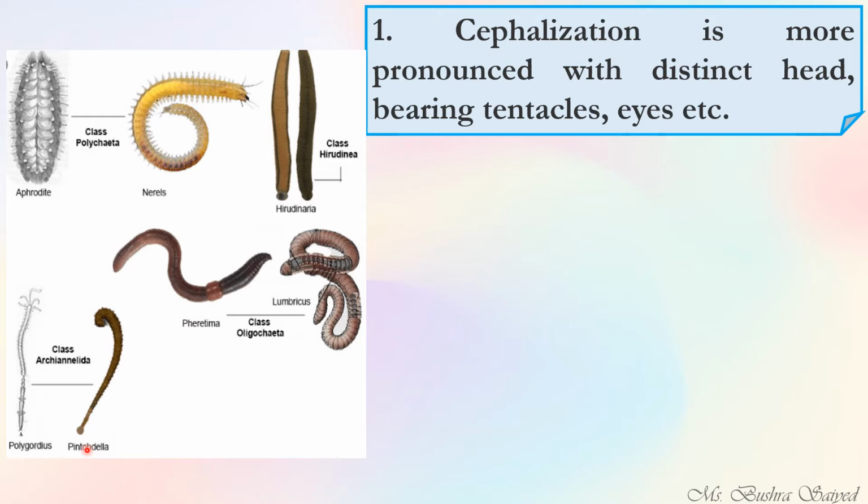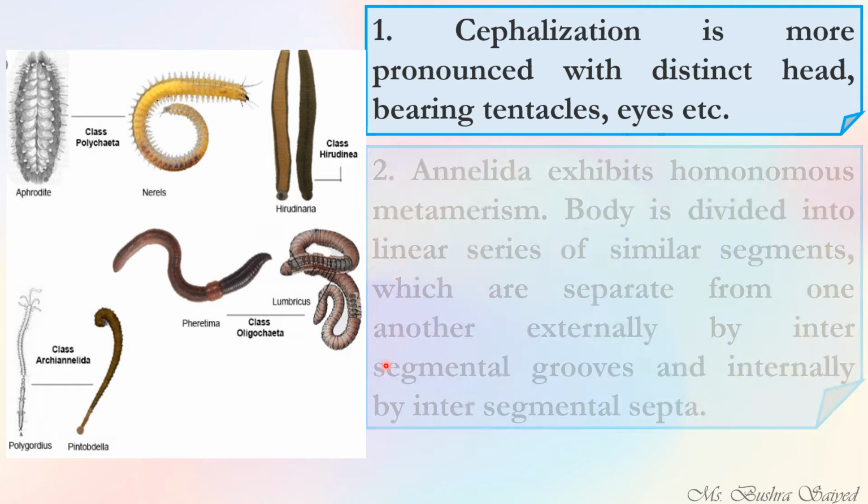After Nematoda we are studying Annelida. So the animals belonging to this phylum will have more pronounced and developed features as compared to the previous phyla. Their head formation is more pronounced. They have a distinct head with tentacles and eyes over it.